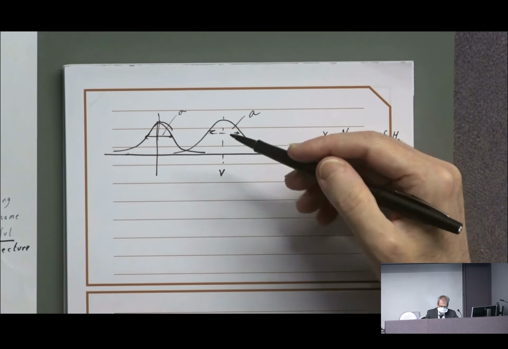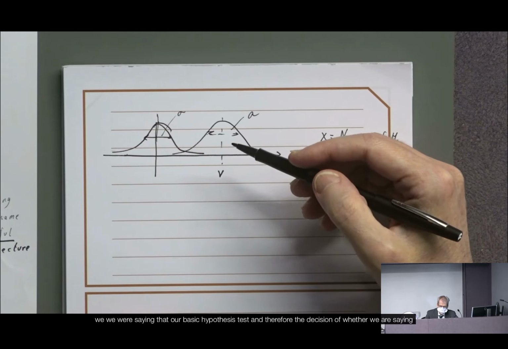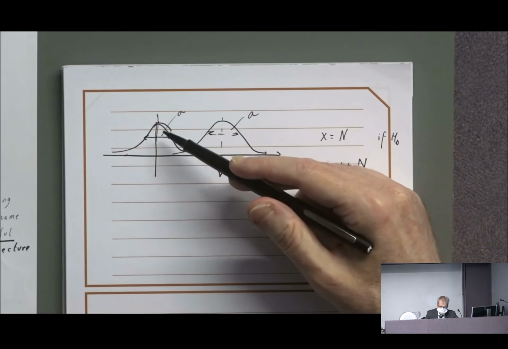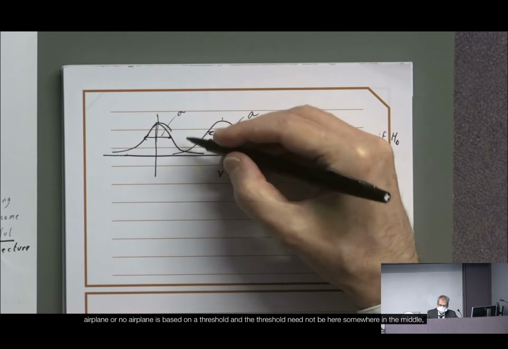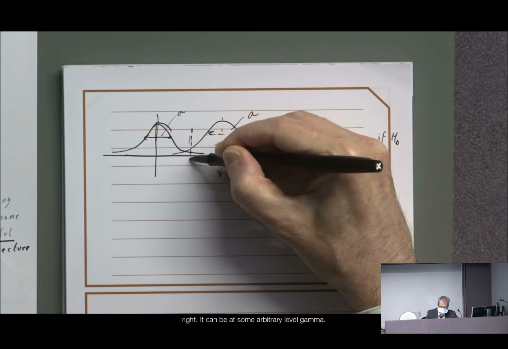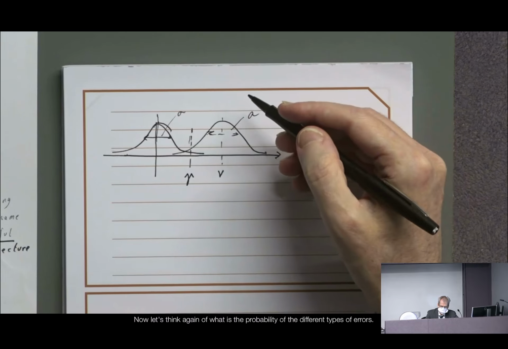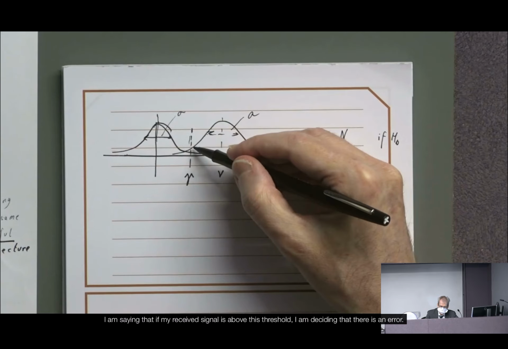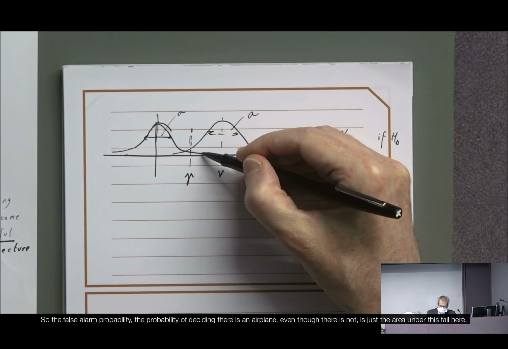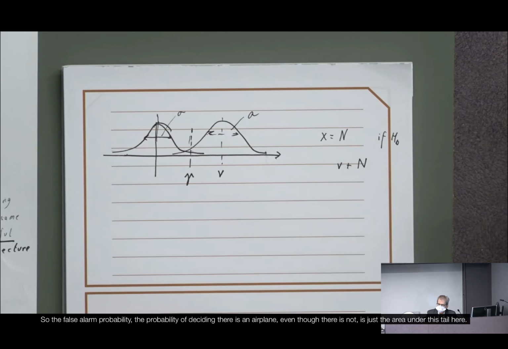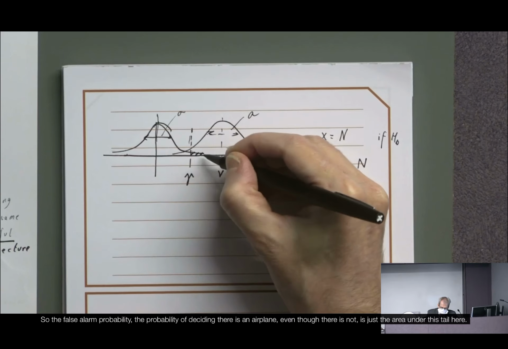That being said, our basic hypothesis test, and therefore the decision of whether we are saying airplane or no airplane, is based on a threshold. And the threshold need not be somewhere in the middle, right? It can be at some arbitrary level gamma. Now, let's think again about the probability of the different types of errors. If my received signal is above this threshold, I'm deciding that there is an airplane. So the false alarm probability, the probability of deciding there is an airplane even though there is not, is just the area under this tail here.